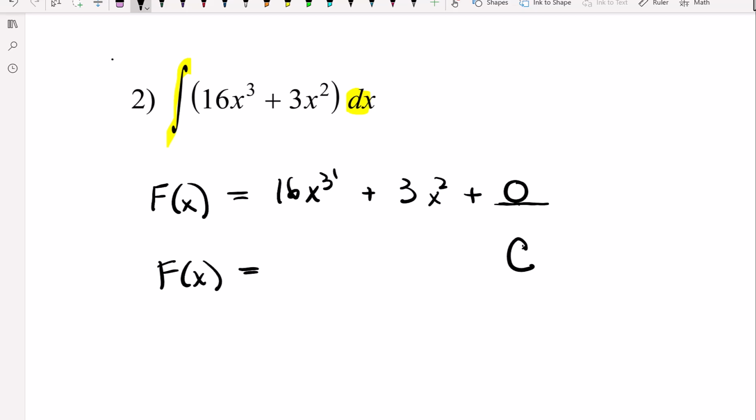All right, so we're going to add 1 to the exponent. 3 plus 1 is 4. Divide by 4. Add 1. 2 plus 1 is 3. 16 divided by 4, so we've got 4x to the fourth, plus 3 divided by 3 is 1. 2 plus 1, x cubed, plus uppercase C. So that's that one.